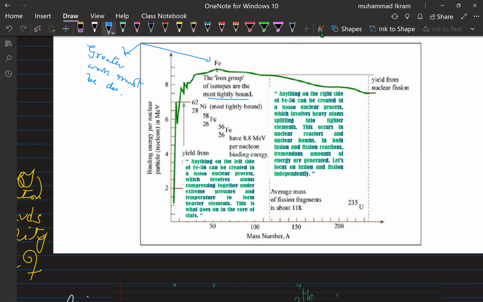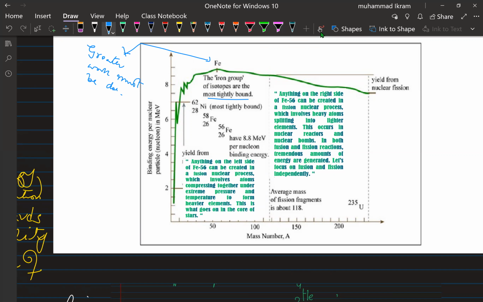But on the other side, anything on the right side of the iron can be created in a nuclear fission process, which involves heavy atoms splitting into lighter elements. This occurs in a nuclear reactor or in a nuclear bomb. In both fusion and fission reactions, a tremendous amount of energy is generated, right? This is on the right.